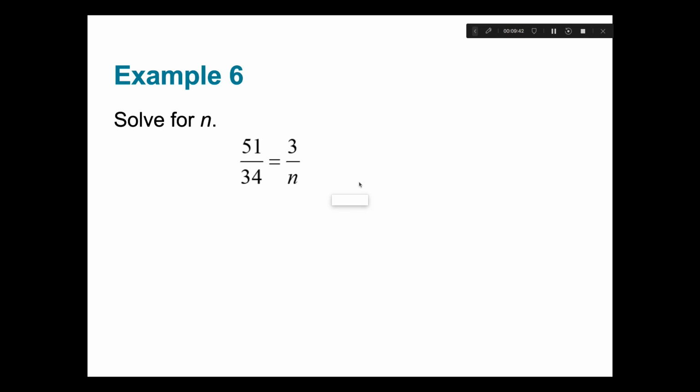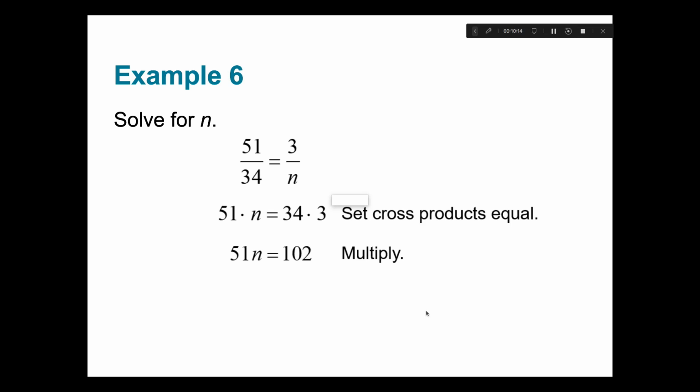Here's our next one. It is 2. 34 times 3 is 102. Divided by 51 is 2.